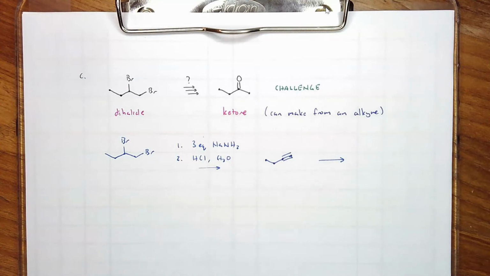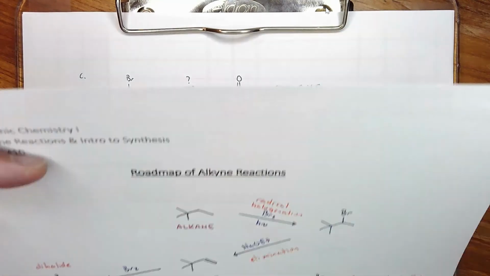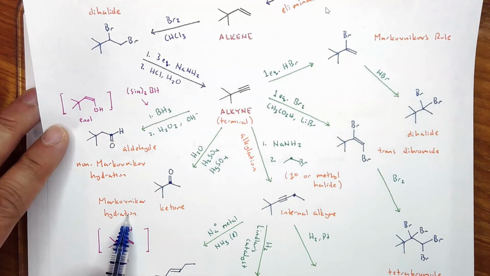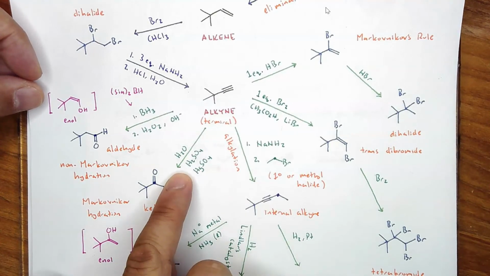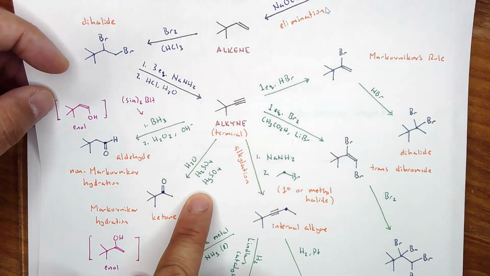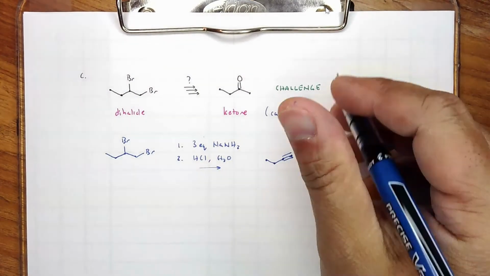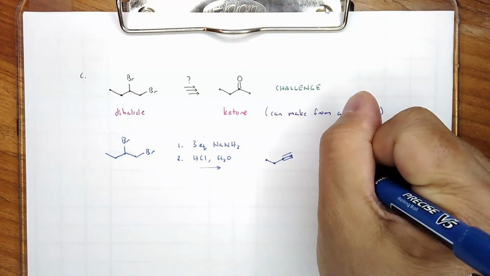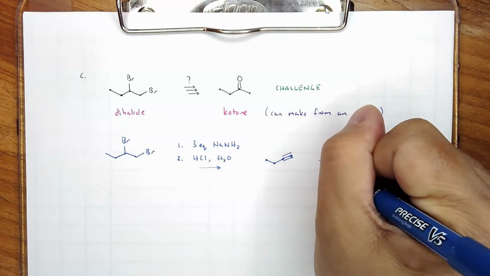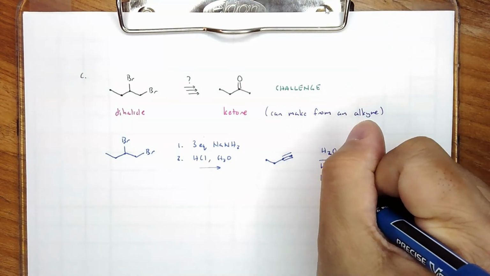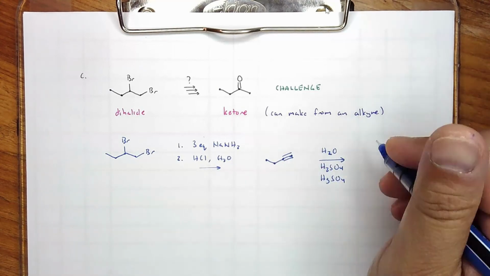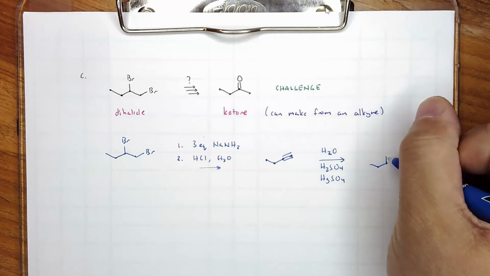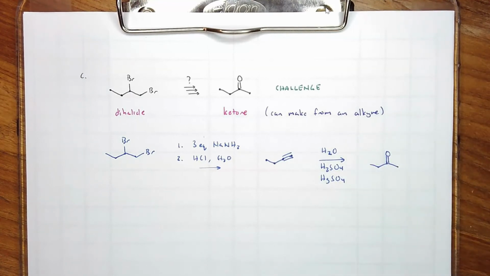Now this reaction is putting the oxygen on the more substituted carbon. That is Markovnikov hydration to make the ketone from a terminal alkyne. We're using H2O, H2SO4, and HgSO4. And you've seen this before with alkene chemistry, especially the H2O under acidic conditions. And for alkynes, we also add HgSO4 to make sure that it is regioselective. So the oxygen goes on the more substituted carbon. And there's your ketone.